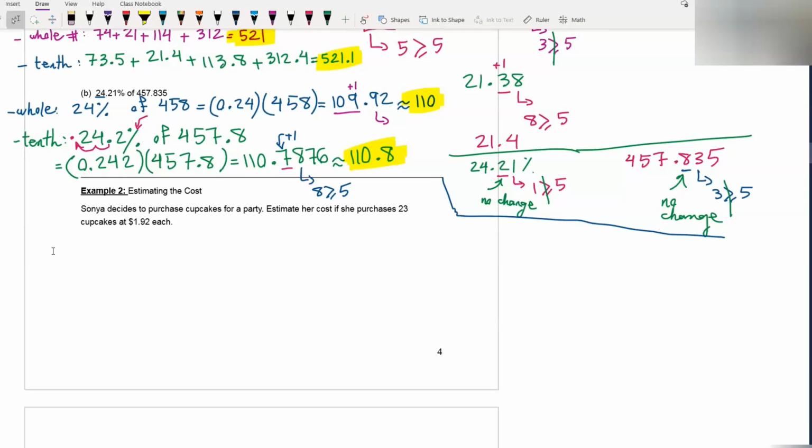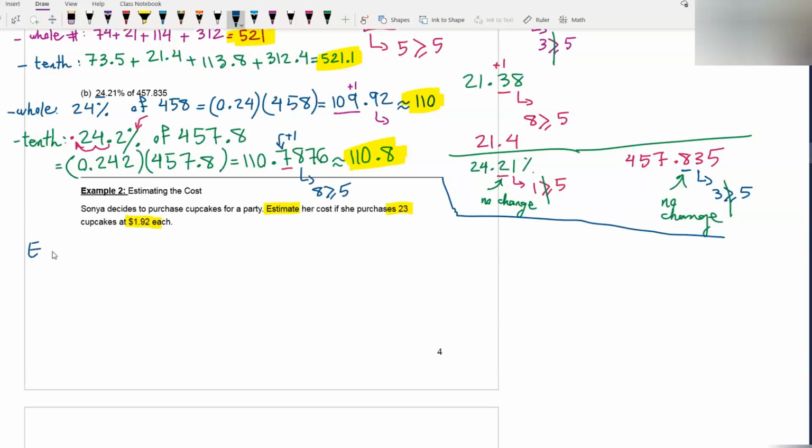So here we have, okay, she decides to purchase cupcakes for a party. Estimate her cost if she purchases 23 cakes at $1.92. So how many cupcakes do we have? Here is 23, and each one costs $1.92. So we have to estimate the total cost. That means we have to multiply. To find total cost, we multiply by how many cupcakes we have, which is 23.